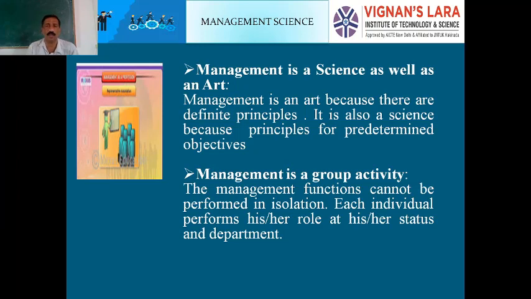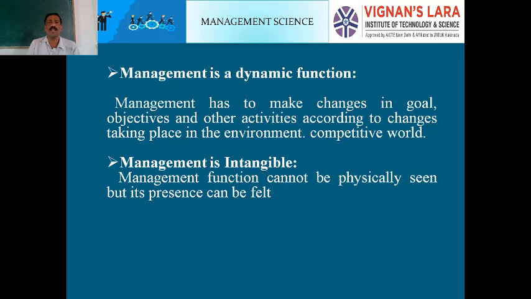Each individual performs his and her role at his status and department. Each and every person has his own relation or own status which will link with others. Why? Because it is not an isolated task, it is not an isolated job, it is group effort. That means it has a team aspiration. Otherwise, management is not able to provide all the functions. Management is a dynamic function.